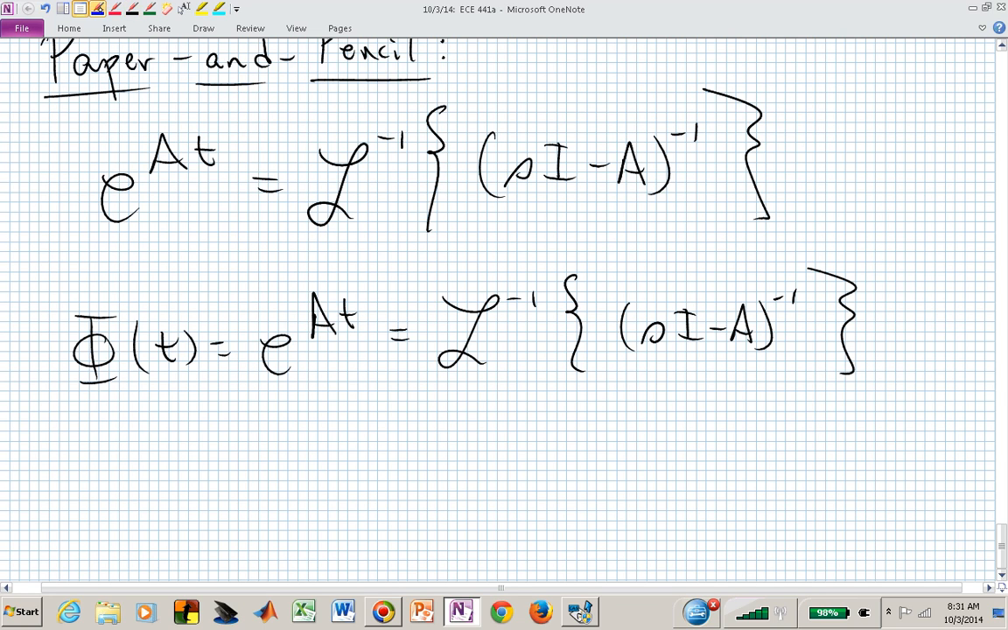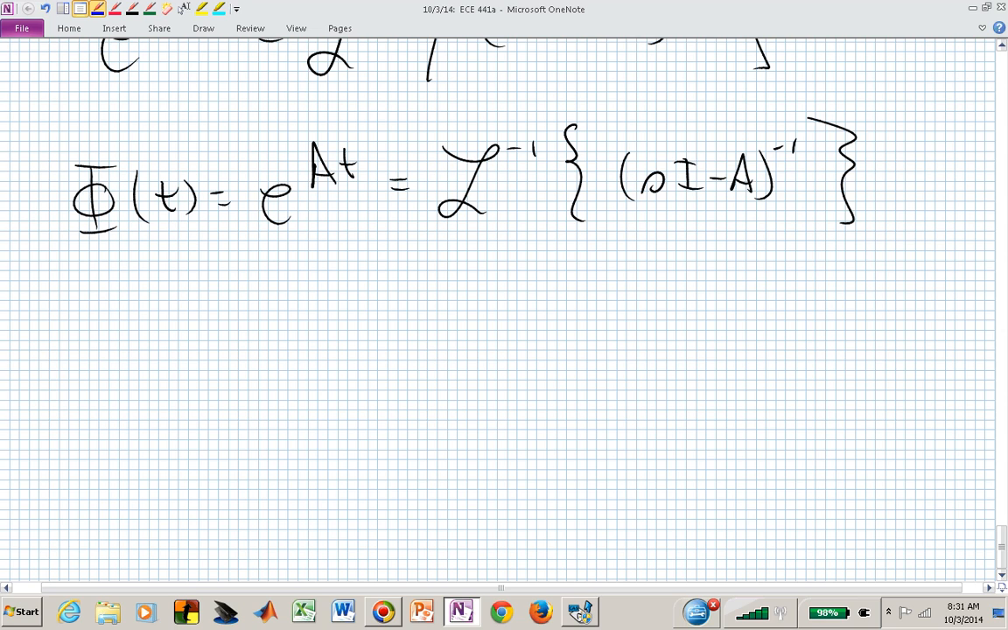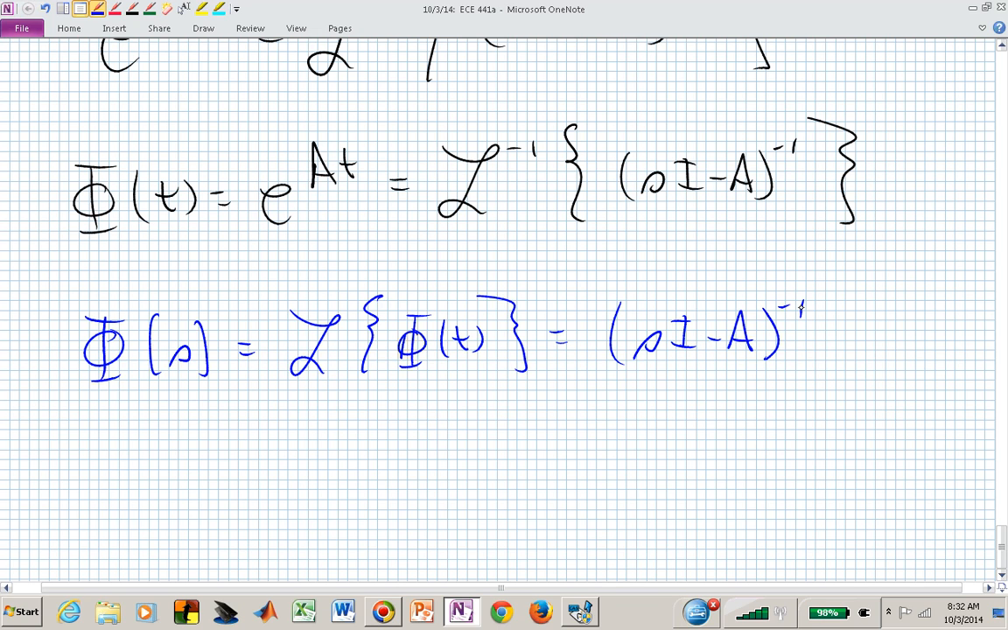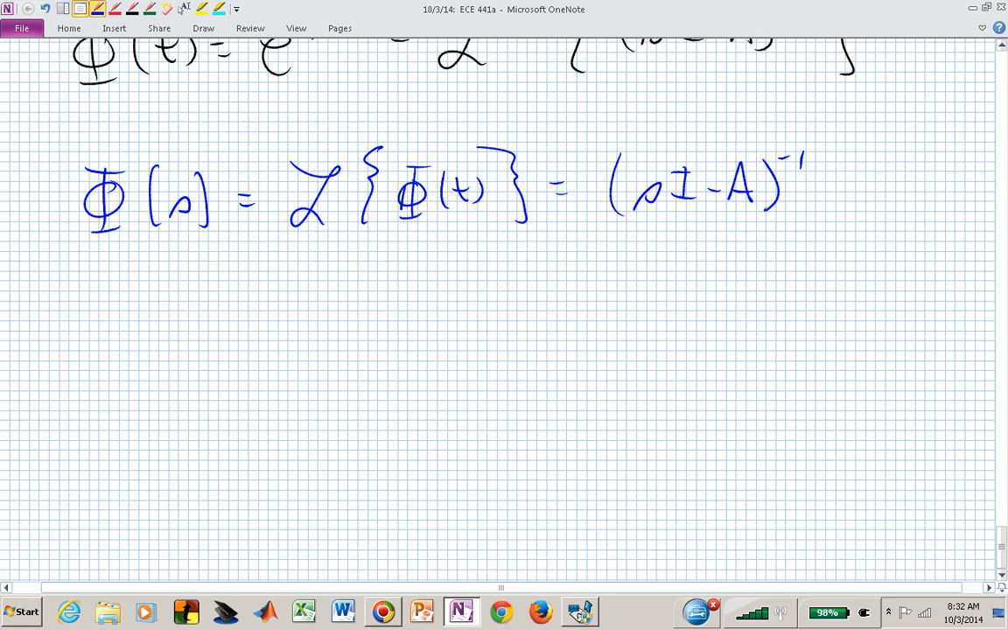Or somebody might want to just write that in the frequency domain, and they may say, well, I know what capital phi of t is. What's capital phi of s? It's just what's inside that curly bracket. That's the Laplace transform of the earlier. So this is now the Laplace transform of phi of t, which is just (sI minus A) inverse. What I'm trying to say is (sI minus A) inverse is the key. We need to find that.